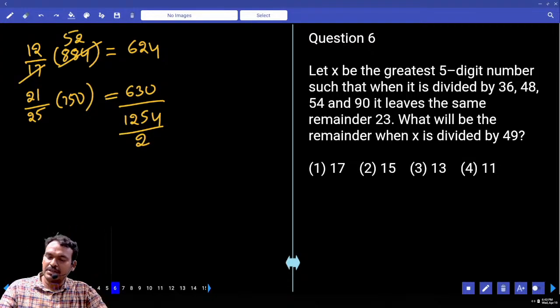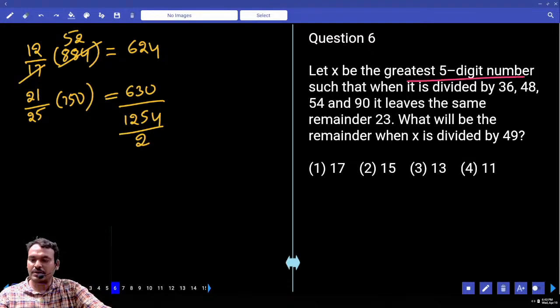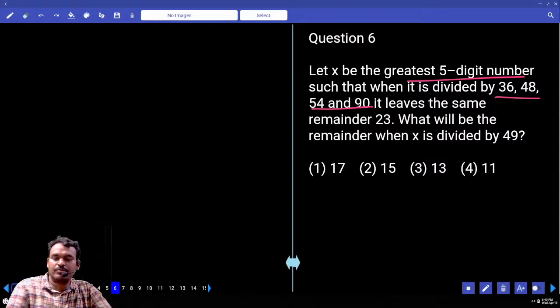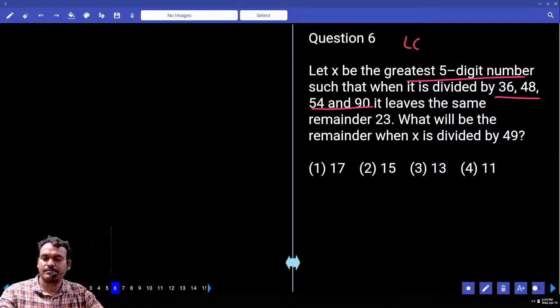Greatest number of how many digit number? 5-digit number. It is divided by 36, 48, 54 and 90. What is the LCM of 36, 48, 54 and 90? 720. 360 or 720? 360 is not divisible by 54. 720 or not? LCM is how much? 720.